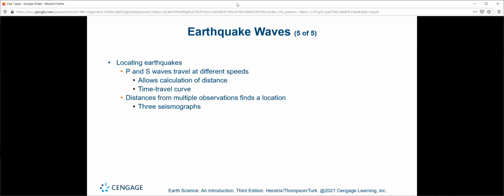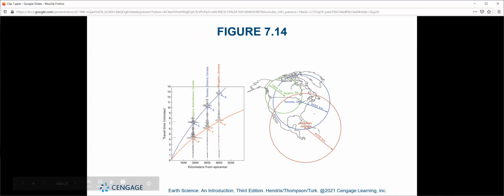So if we find 3 of these time travel curves shown here on the left, we take 3 of these time travel curves, we create what are called great circles, or essentially how far away from the location of the seismogram, say here, Kingston, Jamaica, Toronto, Ontario, Regina, Saskatchewan, how far away from the earthquake was a seismogram.